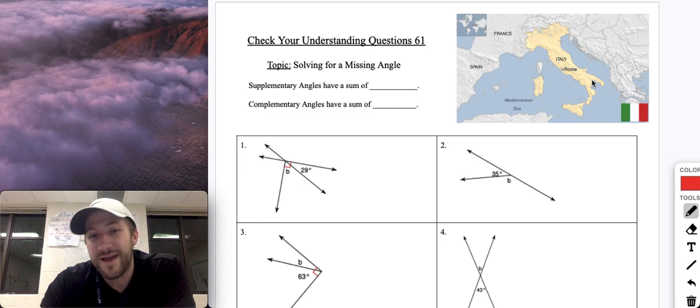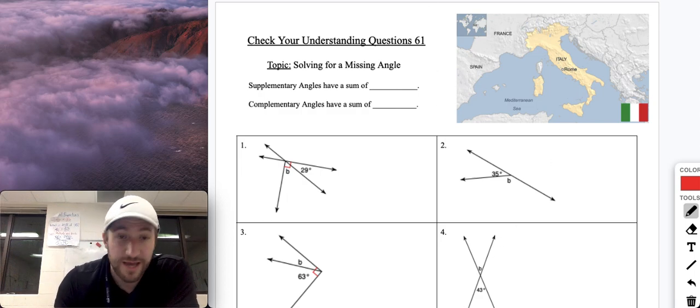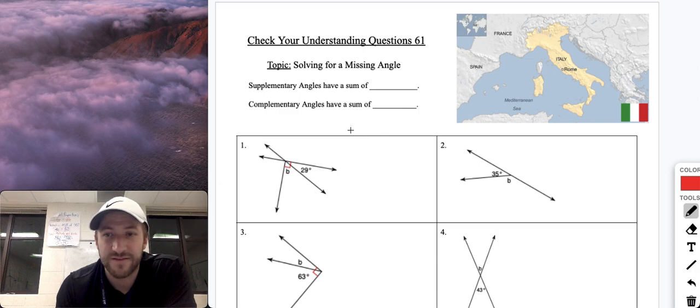So anyway, let's get back to the math. Looking at this, we're going to solve for different types of angles that are missing. So let me get the pen activated. There we go. So first of all, just to recap, supplementary angles have a sum. And remember, sum, S-U-M, is the answer to an addition problem. So supplementary angles have a sum of 180 degrees.